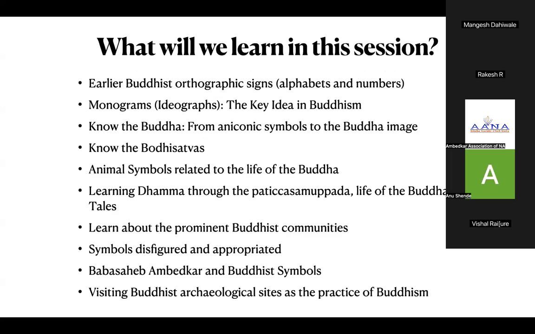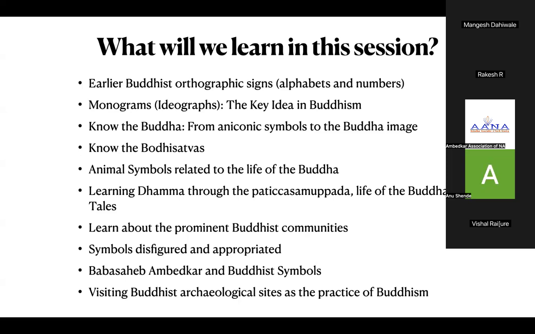What I'm going to cover in this session is early Buddhist orthographic science, alphabets and numbers. Then I'm going to look at a very important monogram, a sort of ideogram that talks about a very key idea in Buddhism. Then I'm going to talk about knowing the Buddha from iconic symbols to the Buddha image and what we can learn from it. Then we look at the Bodhisattvas, another very interesting idea. And then animal symbols, not a lot there, but we can glean a lot of knowledge from the mention of various animal symbols in the life of Buddha.